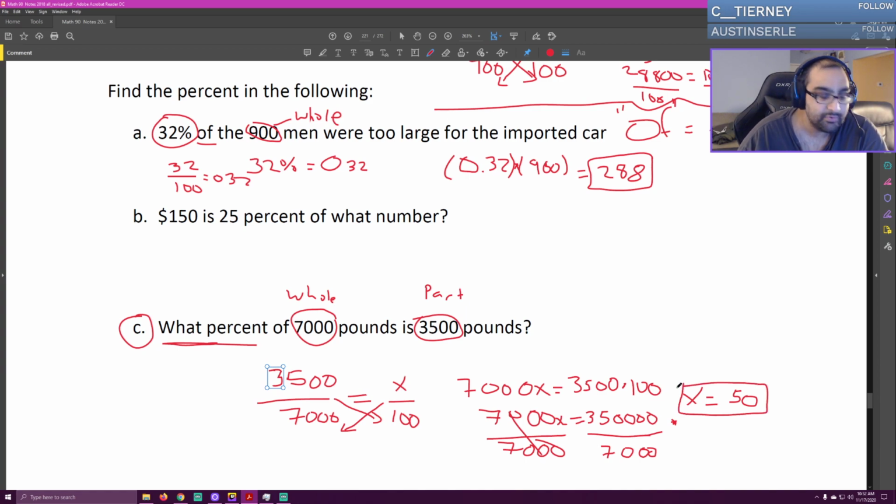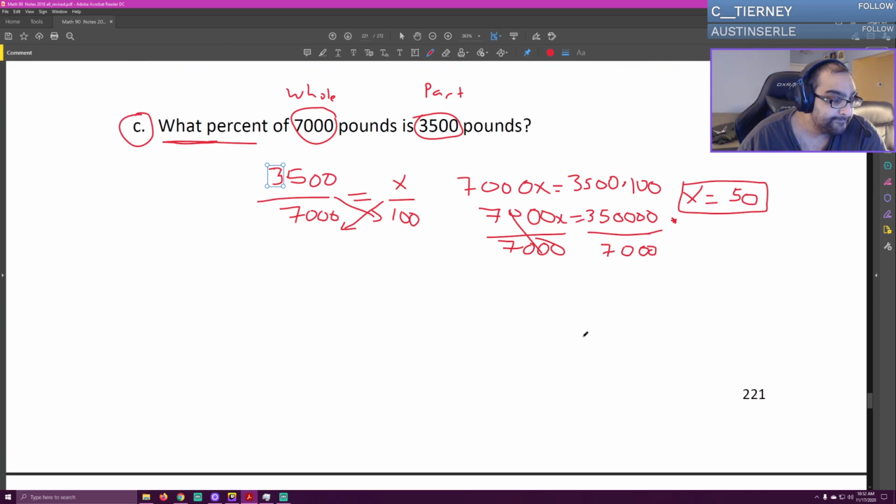Like I said, there are multiple ways to approach this. I showed you the proportion way, but there are many, many ways to approach this particular problem. I just want to point that out.